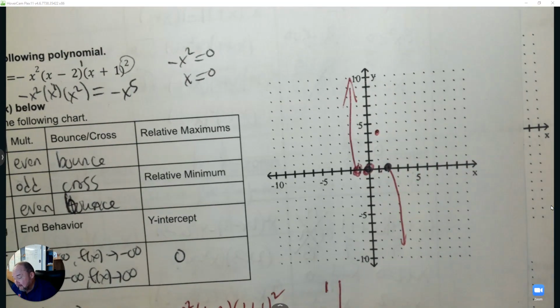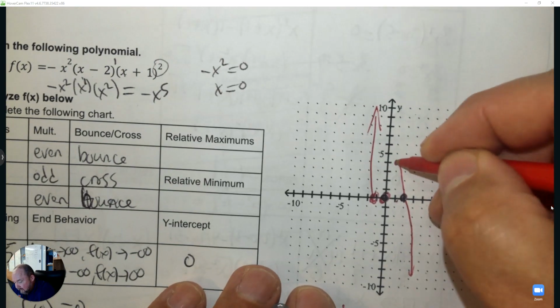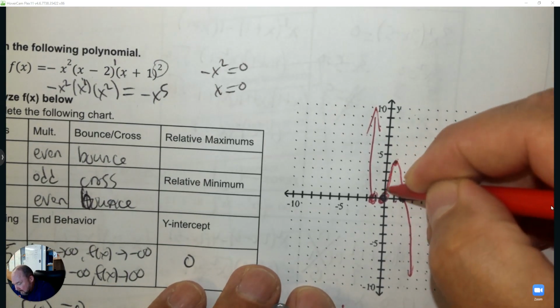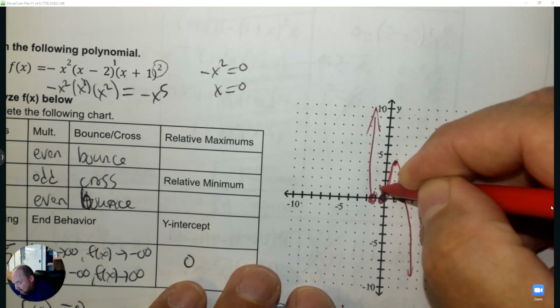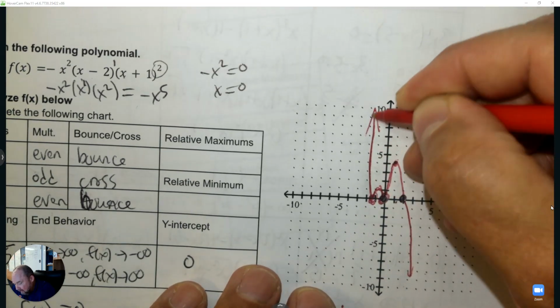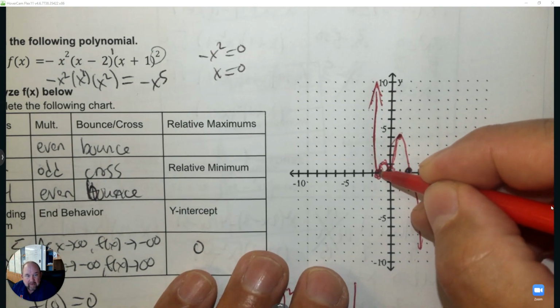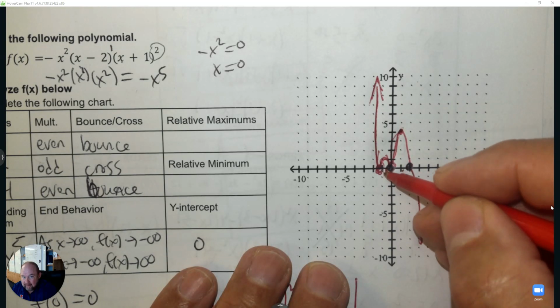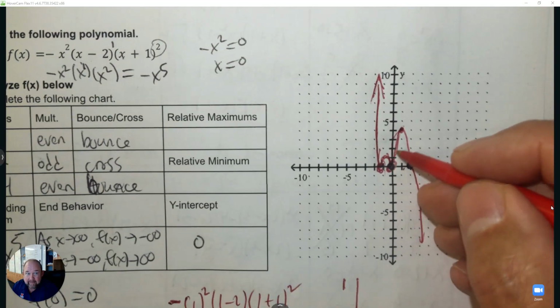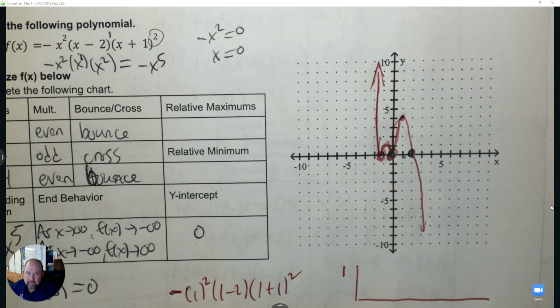So I know it crosses at 2. I know it bounces and then bounces again. Now that's a fraction, so it's going to be a small number. So I'm not even going to plug in -1/2. I know it bounces and then it bounces again and then it goes up to the left.